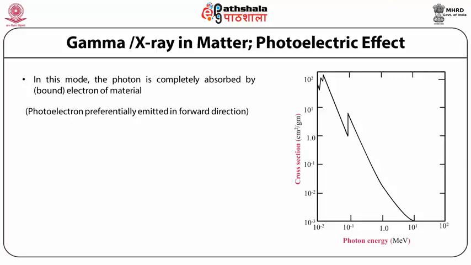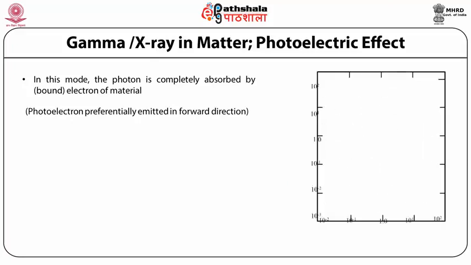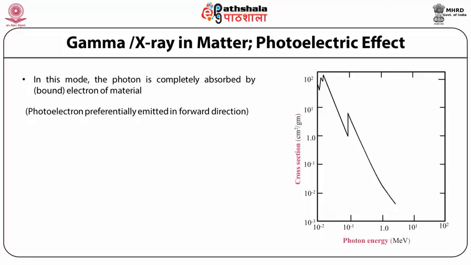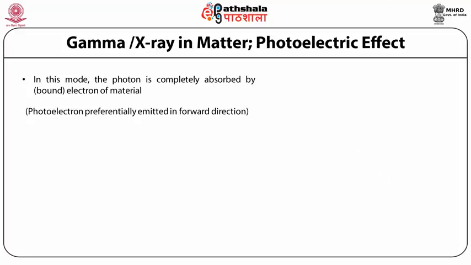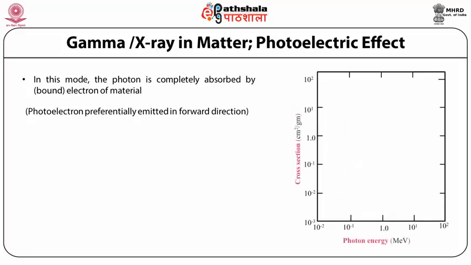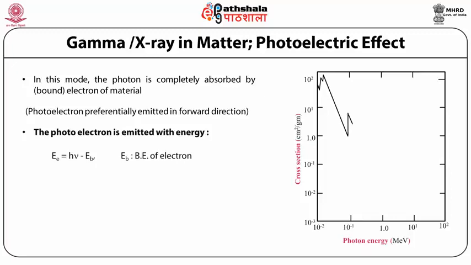What happens is, we know that in the atom, the electrons are moving in closed circular orbits around the nucleus. So when the gamma ray hits and interacts with the atom, it interacts with the electron. The electron completely absorbs the photon, and a photoelectron is emitted. That is the basic principle of the photoelectric effect. Now the photoelectron is emitted with energy E equal to h nu minus Eb, where Eb is the binding energy of the electron.